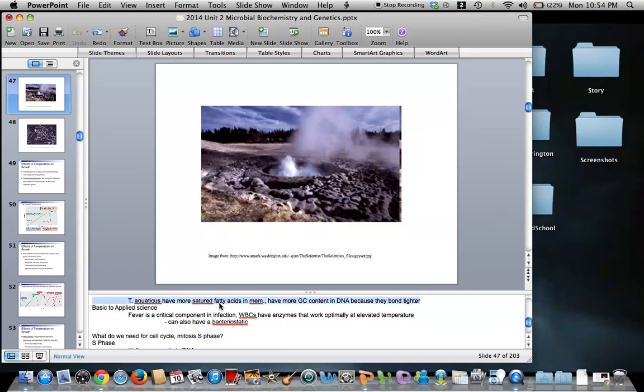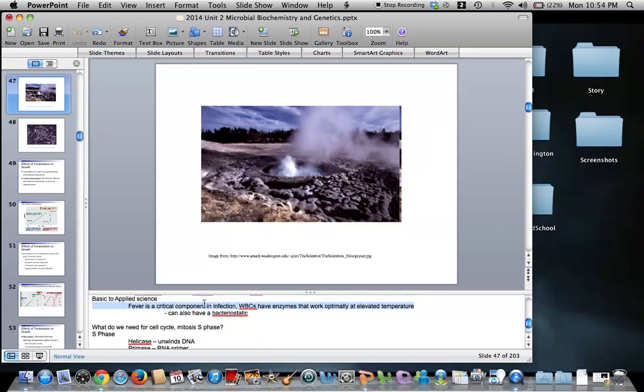T. aquaticus have more saturated fatty acids and more GC content in their DNA, so that they can keep their DNA bound tighter, since GC connections have 3 hydrogen bonds instead of just the 2 of A and T. And these saturated fatty acids allow the membrane to not freeze, or not be disrupted.